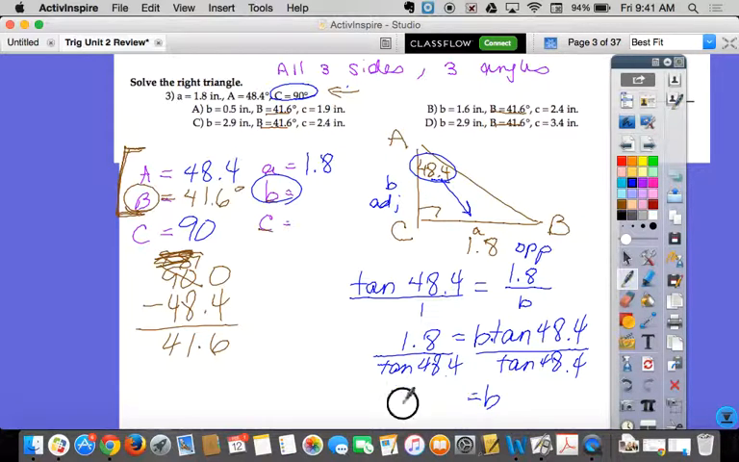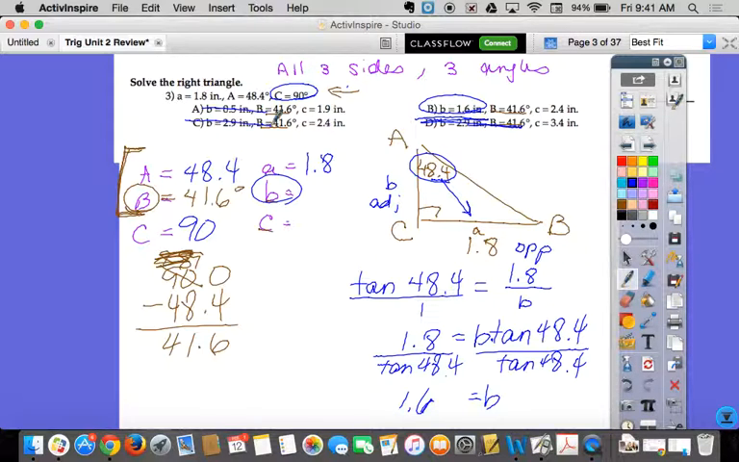So I've got 1.8 divided by tangent 48.4. B ends up being 1.5698. Looks like they rounded that to 1.6. So if we can find B to be 1.6, this looks good. So this one's out. And oh, that does it. That's the only one that did that. So that right there gives you your answer. Lovely. You don't even have to find C.